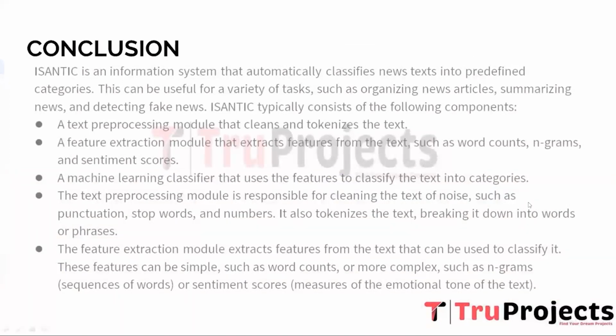So now coming back to the conclusion part. The text preprocessing module is responsible for cleaning the text of noise such as punctuation, stop words and numbers. It also tokenizes the text, breaking it down into words or phrases. The feature extraction module extracts features from the text that can be used to classify it. These features can be simple such as words or counts, or complex such as n-grams or sentiment scores.